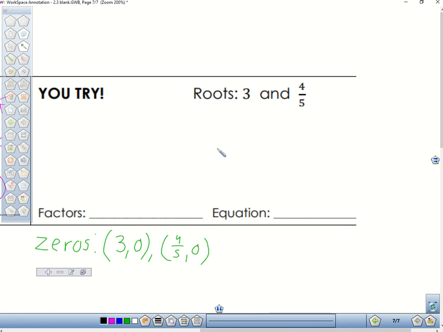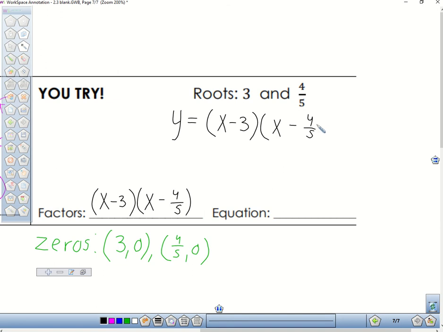All right, so for the next part, we're going to write the factors. The factors are going to be x minus 3 and x minus 4/5. Now the equation is always y equals your factors, which is x minus 3 times x minus 4/5. And to get the actual equation, you would use FOIL here to get it into standard form. So you can try out the FOIL if you want. I'm going to leave it like that. This is what we call factored form. I just thought it was weird the way the lines were, because it was basically telling me to write the same two things twice. So I just wanted to clear that up.